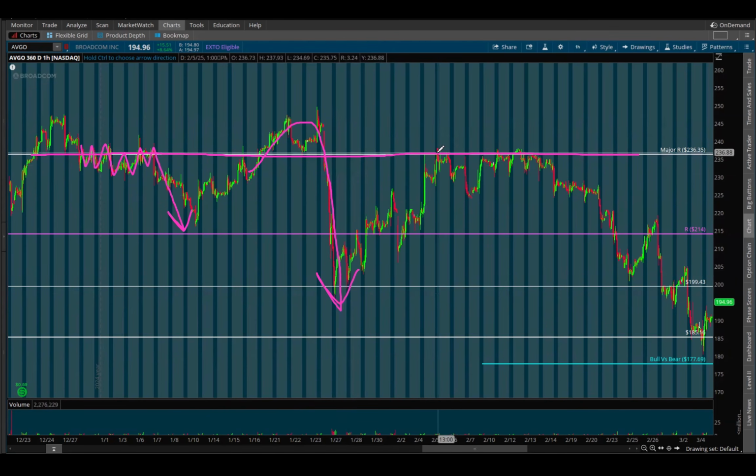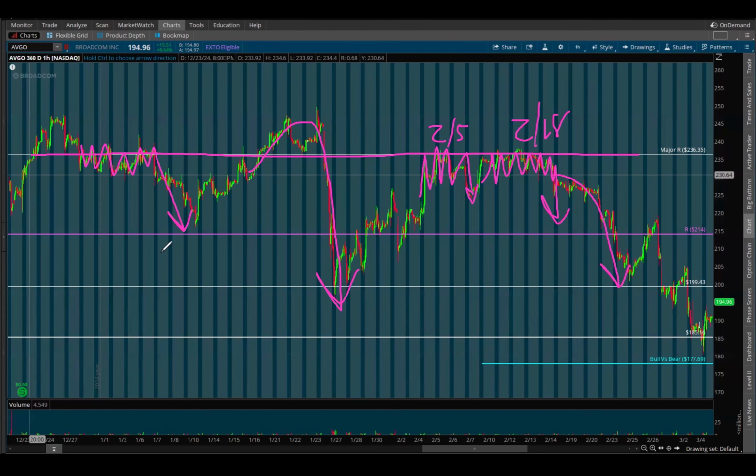It then retests it again, 2.5. Okay, 2.5 here. It taps it and rejects, rejects, rejects. You see how many times, it just ping pongs off of this level from 2.5 all the way to 218. Okay, so 218, it finally starts to curl down and rejects. So we've seen this major resistance at 236 now is our ceiling.